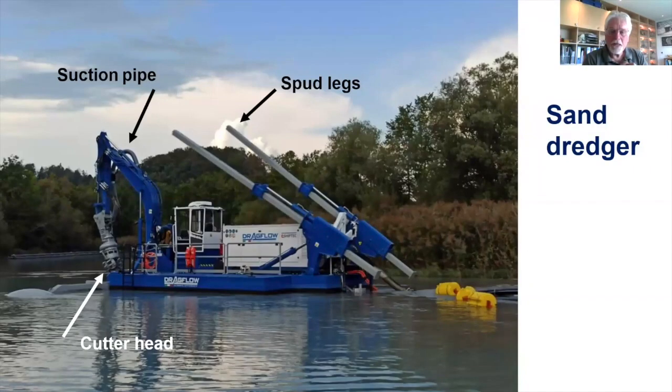Another method of working, which is surprisingly common, would be various sorts of dredgers. You float a machine out there, you put down a suction head, usually with some sort of cutter on it, and you cut away at the bottom and suck it up and pump it to shore to a process plant there. Those spud legs can anchor it if need be. You can also anchor it using wire ropes onto the bank.